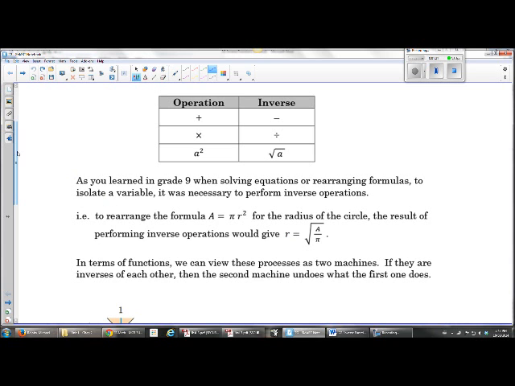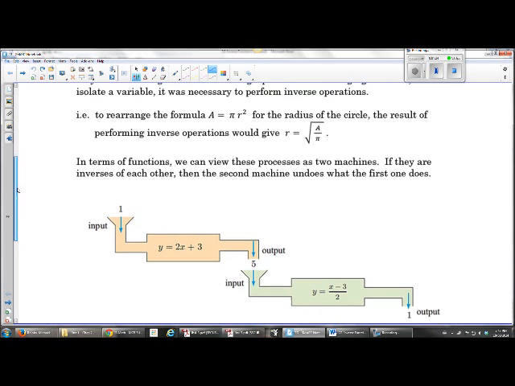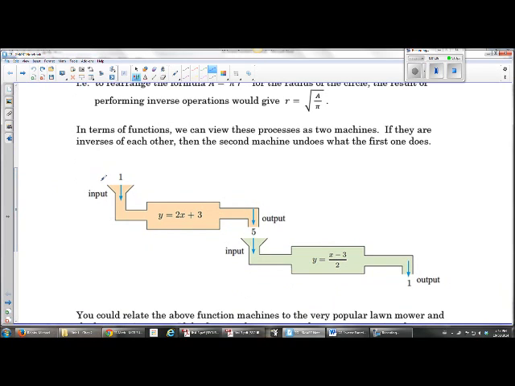In terms of functions, we can do the same kind of thing. We can view these processes as two machines. If they are inverses of each other, then the second machine undoes what the first one does. So if we have some input of 1 into this machine that converts x into 2x plus 3, we would substitute 1 in for x, multiply 2 times 1, add 3, and we would get 5 as the output from the first machine.